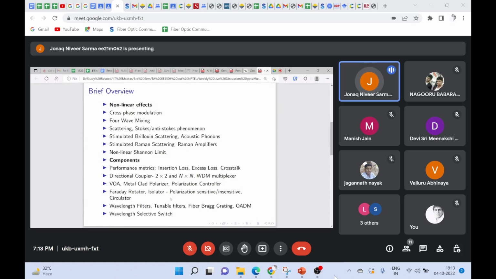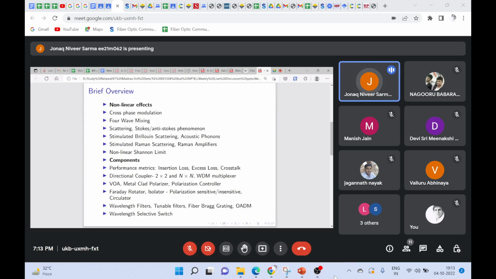And circulators are widely used. Isolators are widely used after any laser source. Then we went on to discuss wavelength filters. Fiber Bragg grating is the most famous out of them, but it's not very tunable. So tunable filters also have their use, and this optical add-drop multiplexer, how to make it using fiber Bragg grating plus circulators, that was shown in class.